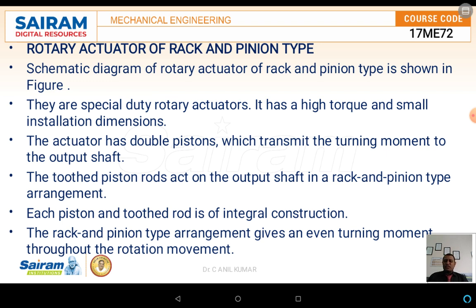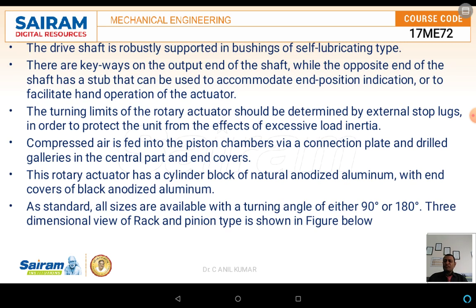Now in this case, as we know, the toothed piston rod acts as the output shaft in the rack and pinion type arrangement. Each position of the toothed rod is an integral construction. The rack and pinion arrangement gives an even turning moment throughout the rotation of the shaft. The driving shaft is robustly supported by a bushing, of the self-lubricating type. They are keyed to the output shaft.